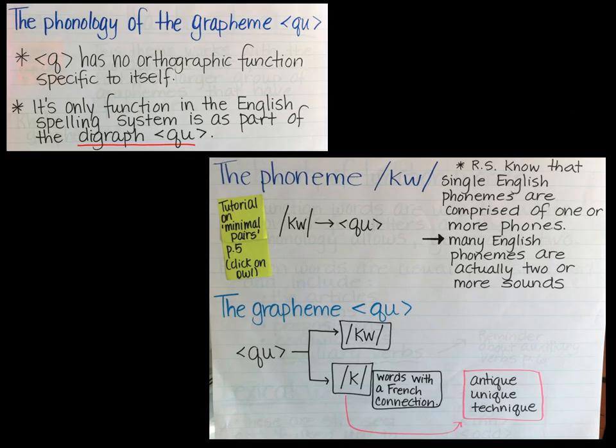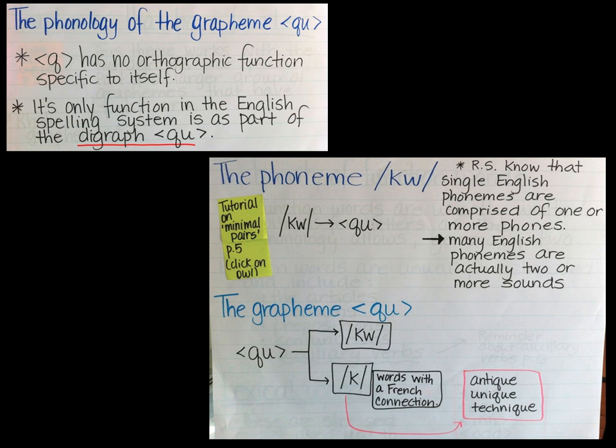The phonology of the grapheme QU. Q has no orthographic function specific to itself. This is very important again when we put up a letter line and attribute a specific sound to each letter. Q in and of itself does not have any actions in the English language. Its only function in the English spelling system is as part of the digraph QU. So anytime we're having our students write Q, we probably should have them write a U next door to it.